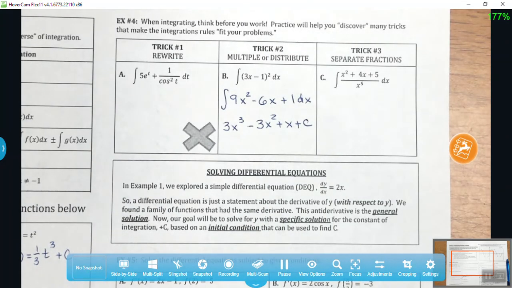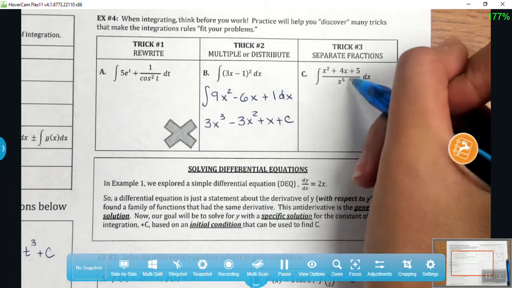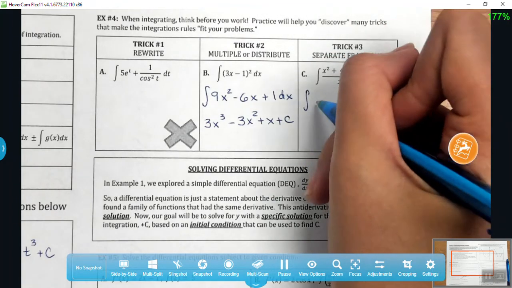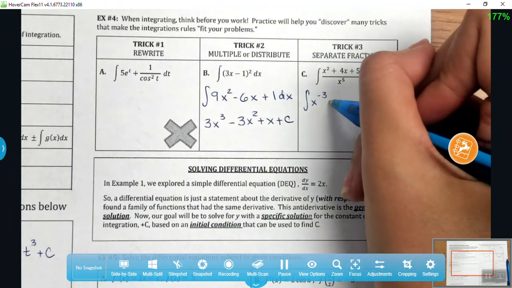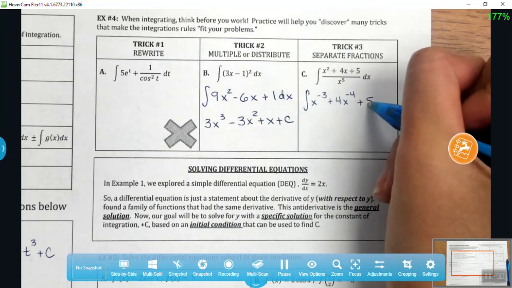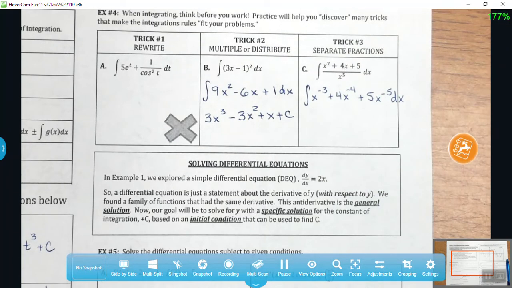And for this one right here, there's a single term in the denominator, so you can always distribute it to each term in the numerator. So this could be x to the negative 3, plus 4x to the negative 4, and this is 5x to the negative 5. Then integrating that is a lot easier because we don't have an opposite quotient rule method for integration. There's no way to do quotient rule.